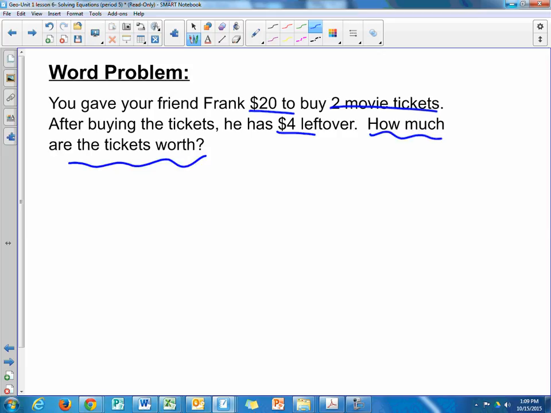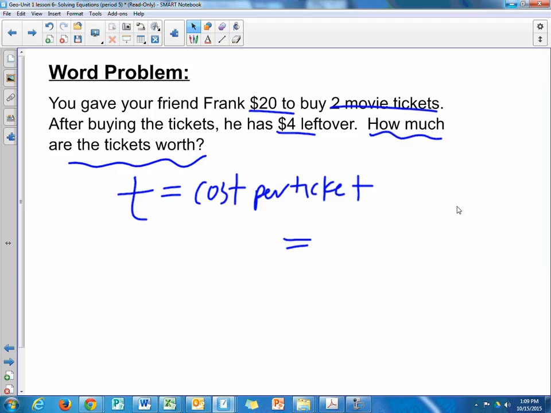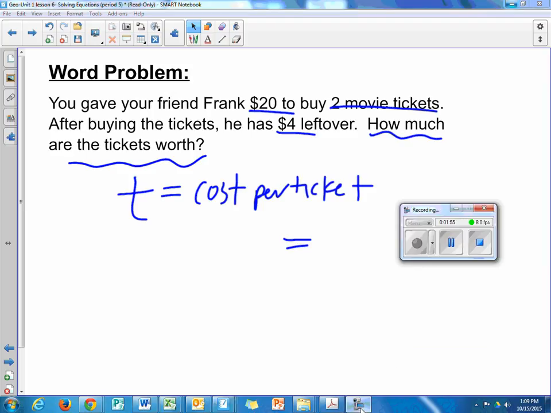I want you to go ahead and click pause. When you're ready and you're done solving this, go back and click play one more time. And the hint is this: T stands for the variable, the cost per ticket. So use T, use an equal sign, and create your equation. Come back when you're ready, and we'll begin from there.